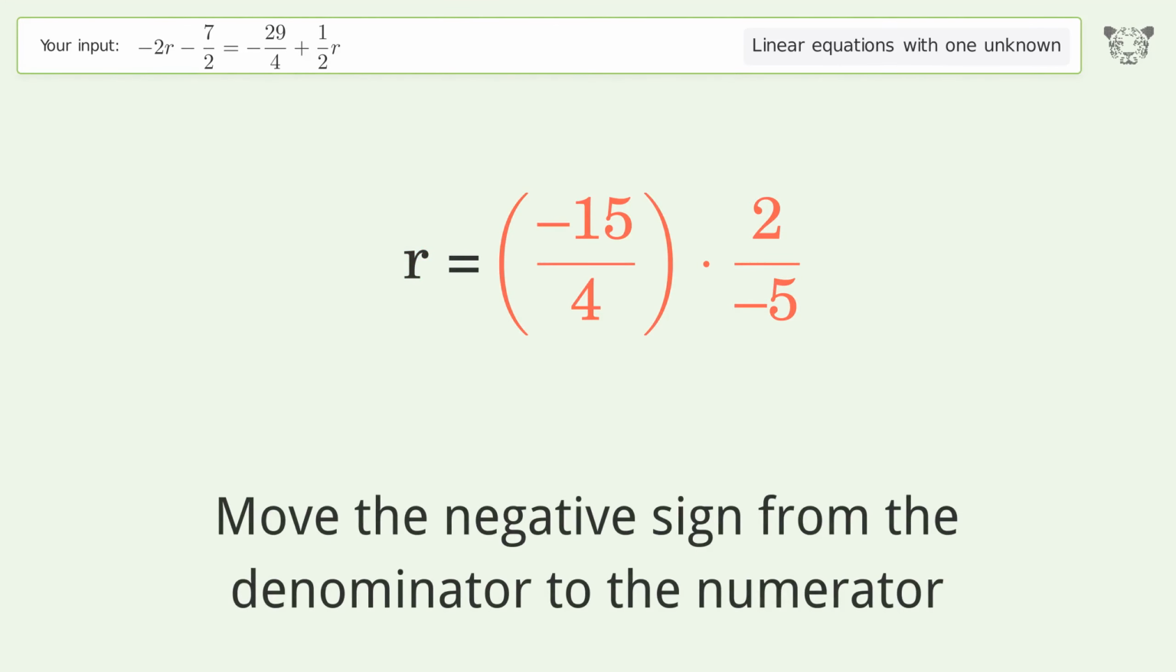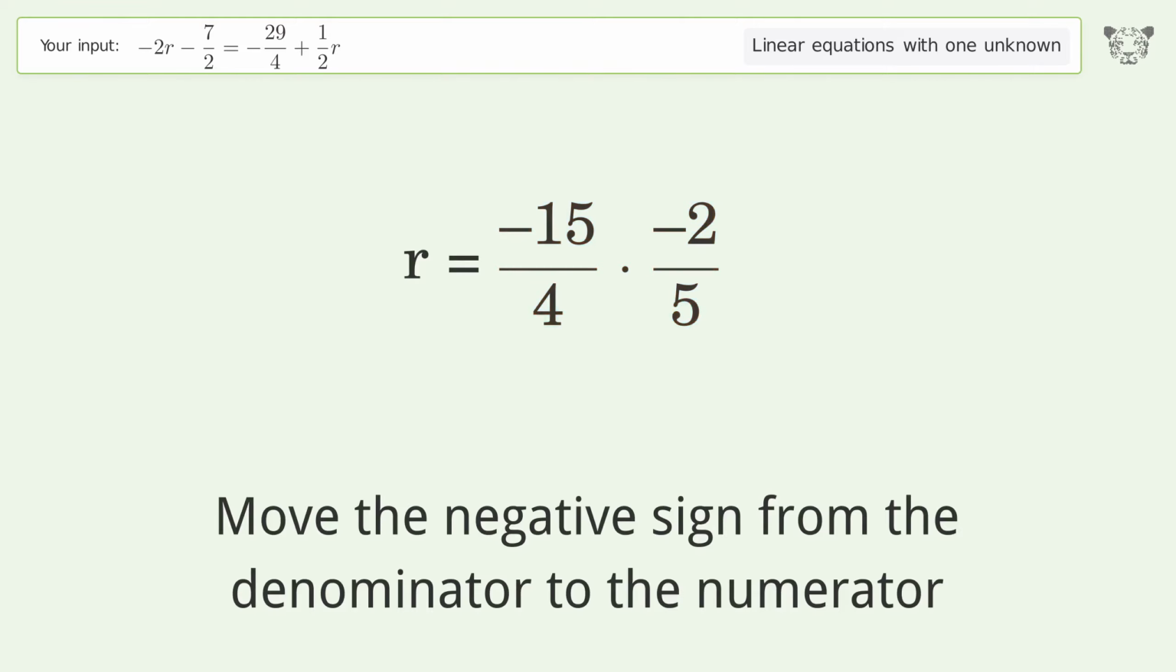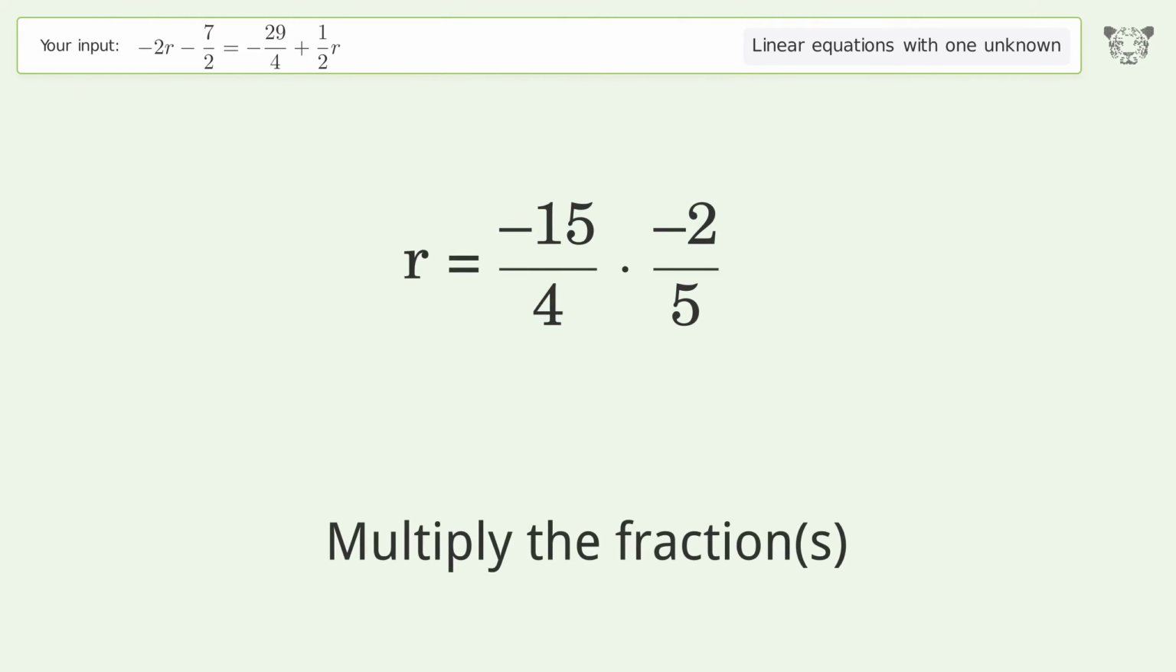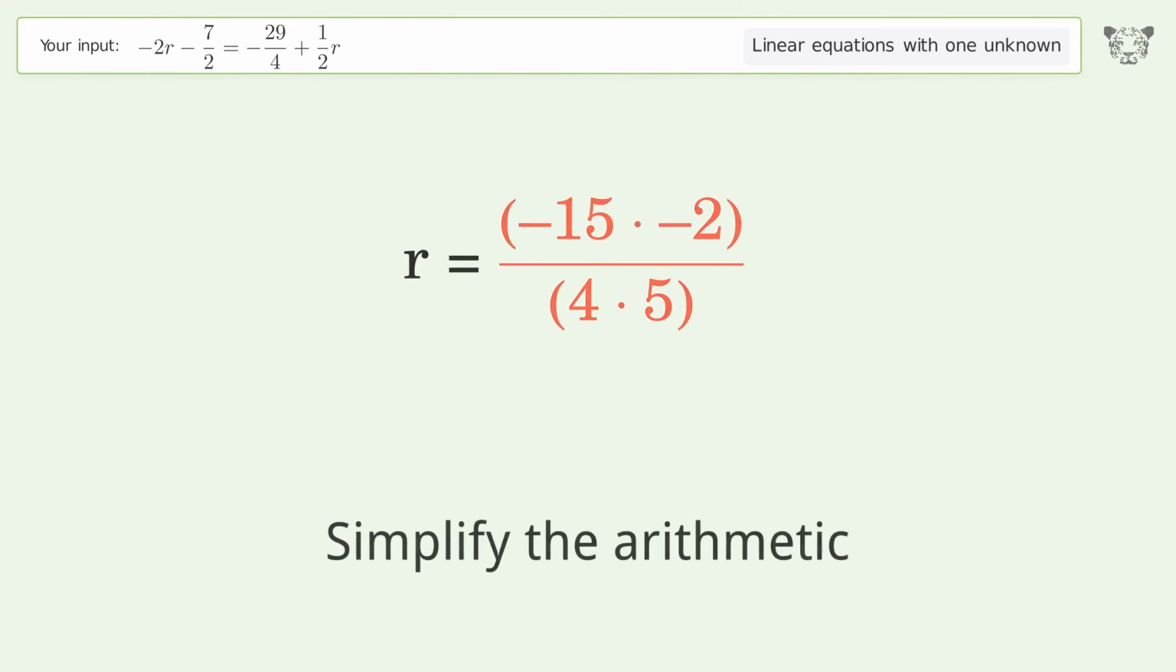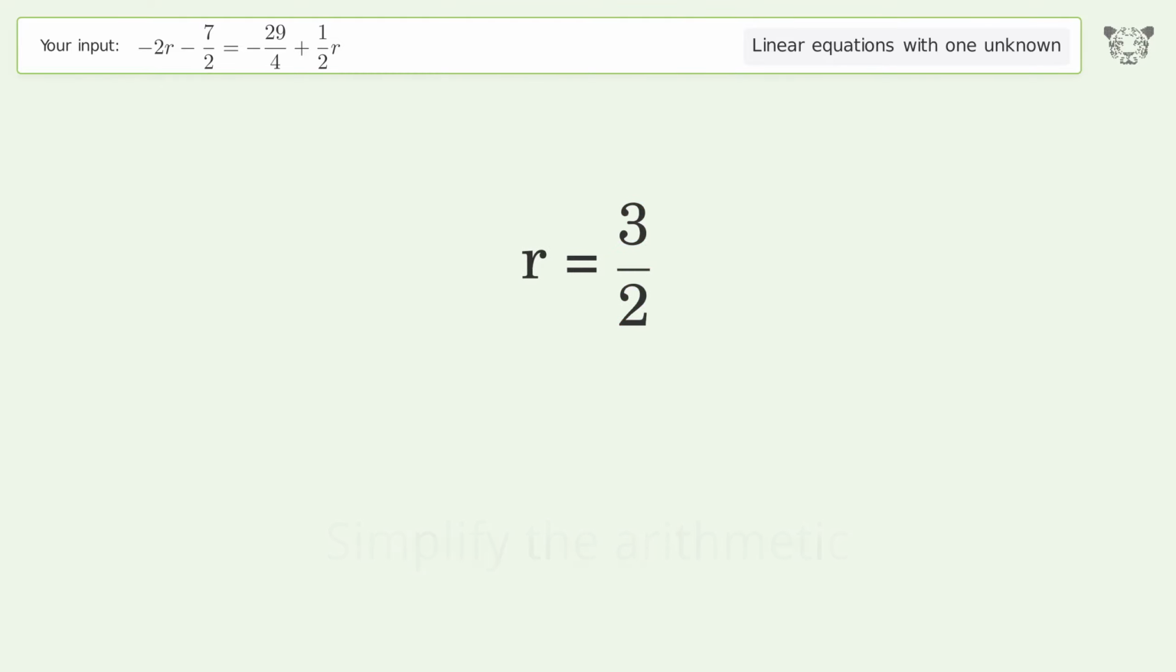Move the negative sign from the denominator to the numerator. Multiply the fractions. Simplify the arithmetic. And so the final result is r equals 3/2.